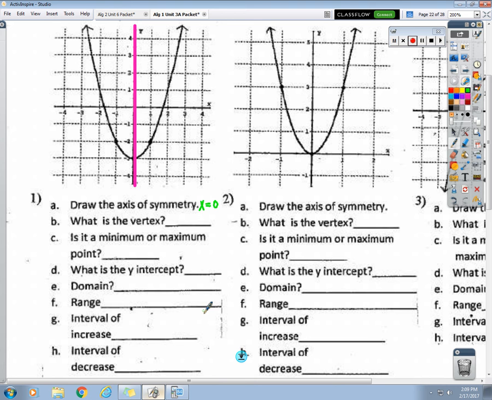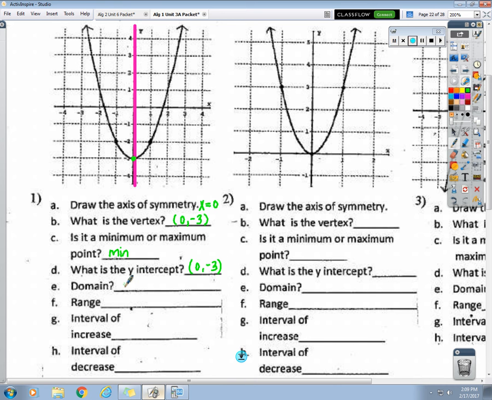What is the vertex of this parabola? Y'all, where's the point where the parabola changes directions? 0, -3. Is that point a minimum point or a maximum point? Minimum. The vertex for this one happens to be the lowest point on the parabola. What's the y-intercept? It's also 0, -3.